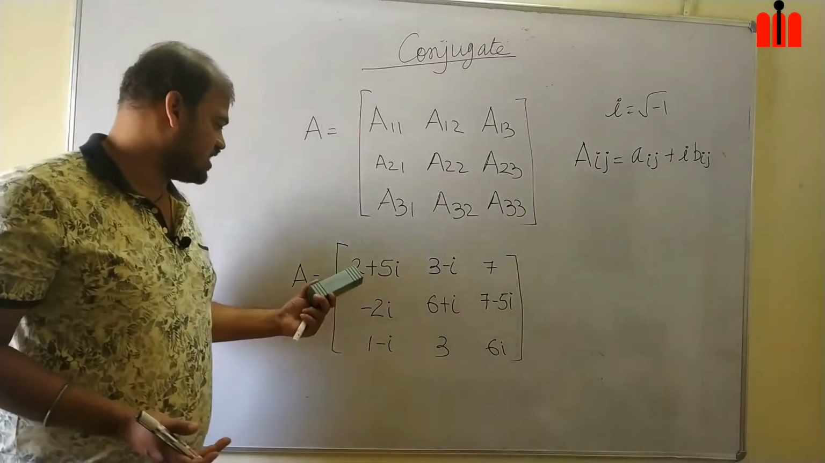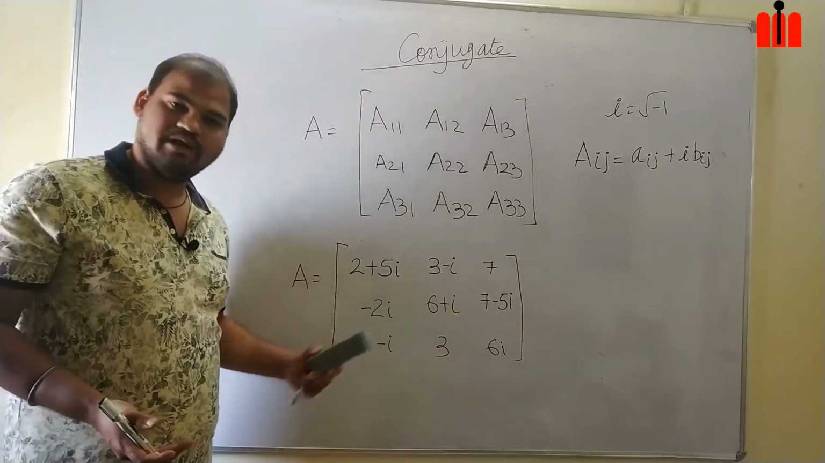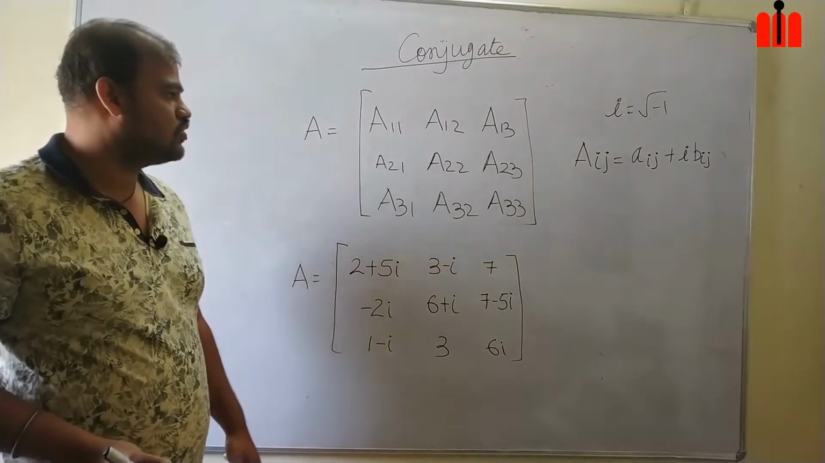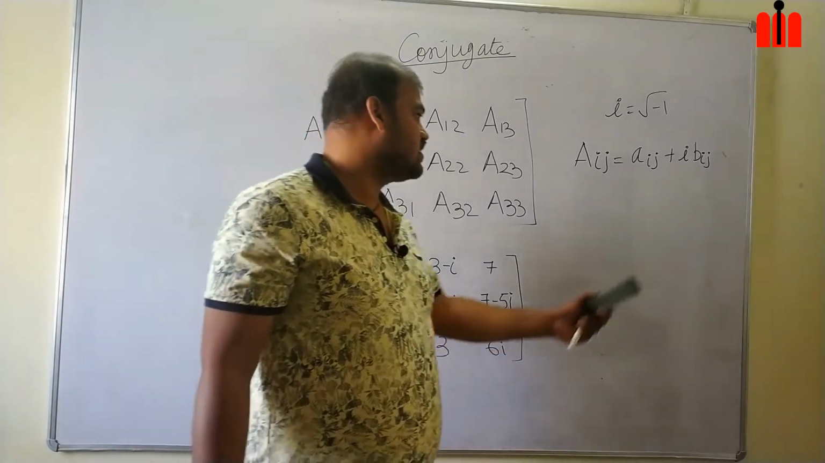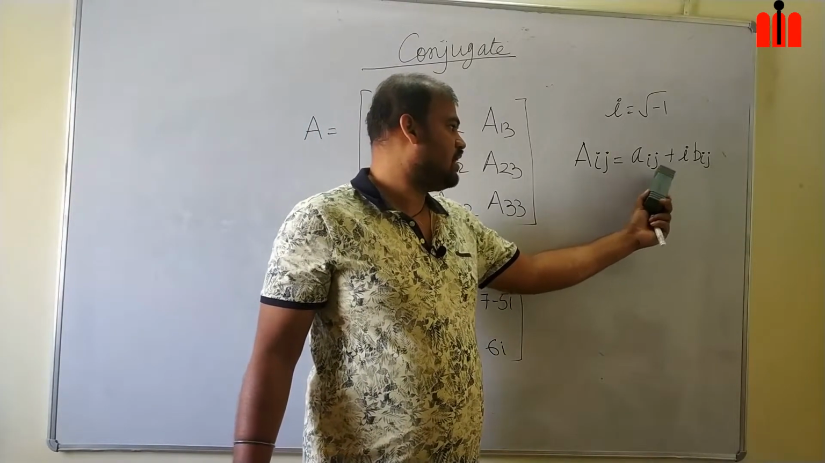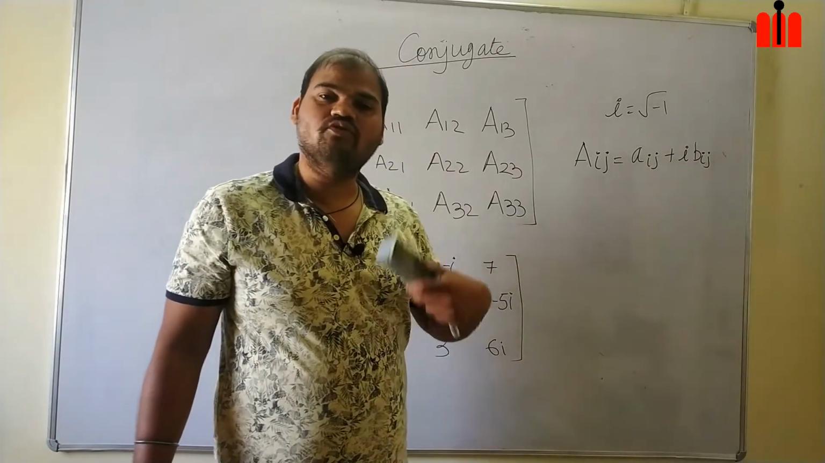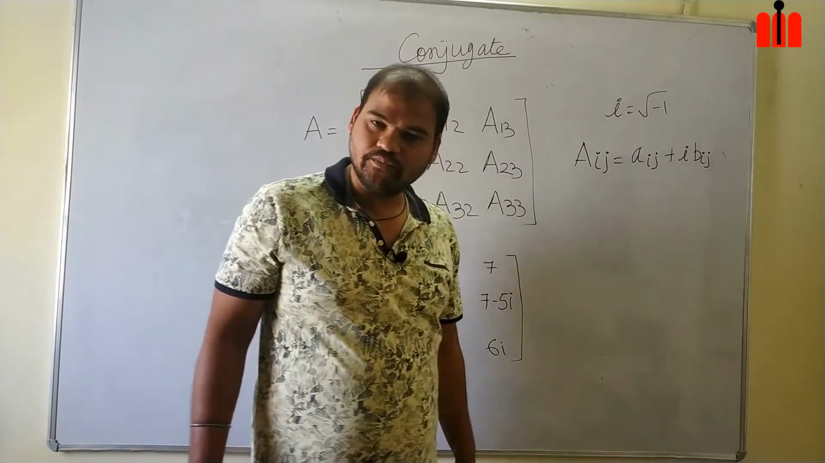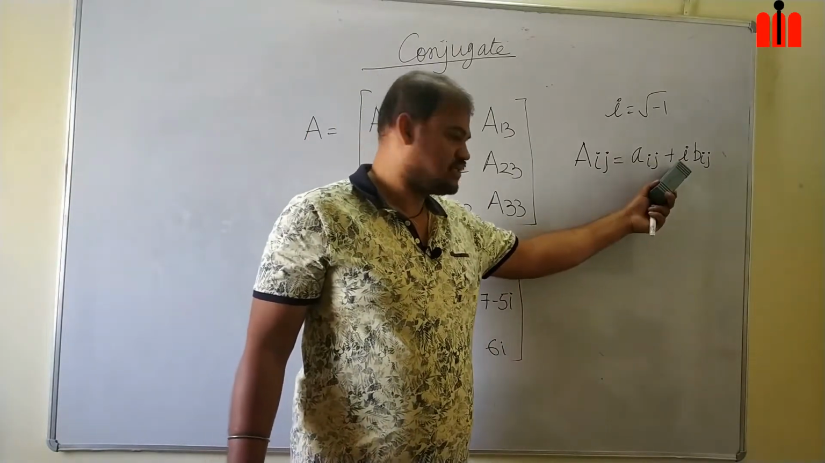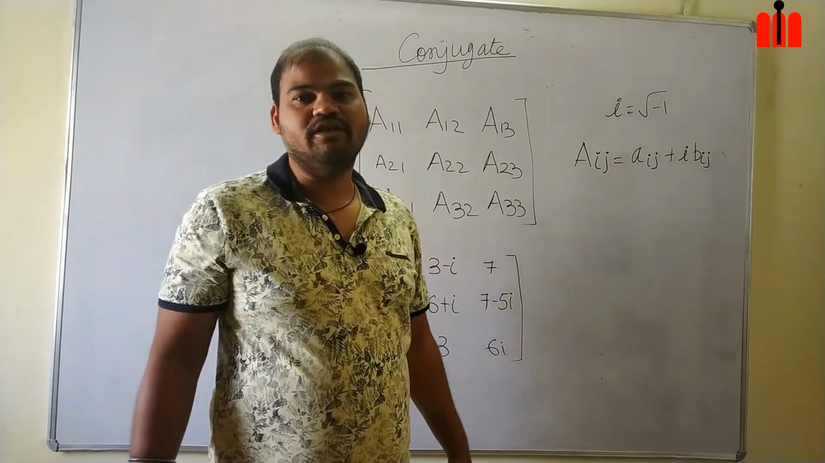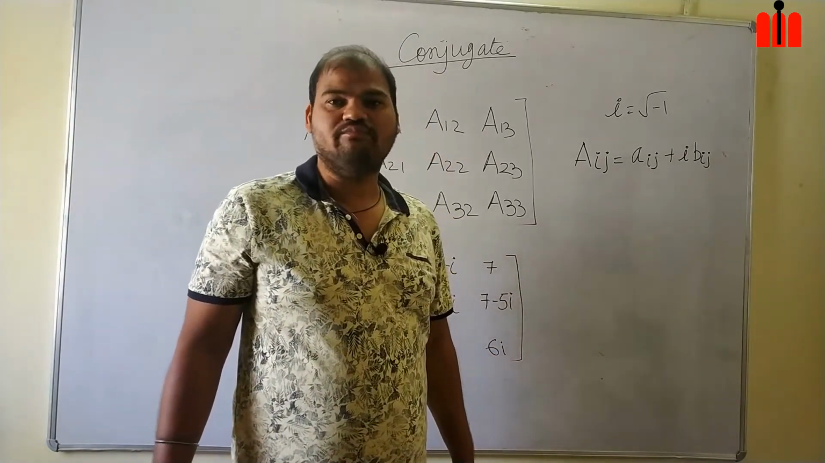Like this, suppose I take 2 plus 5i here. Real part is 2, imaginary part is 5, right? Now let's understand what the conjugate is. If the real part and imaginary part are combined with a positive sign, then for a conjugate this will become negative. If they are combined with a subtraction, then it will become addition, positive. This is what my conjugate is.